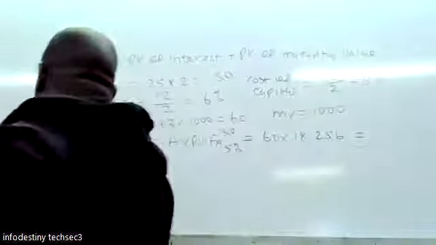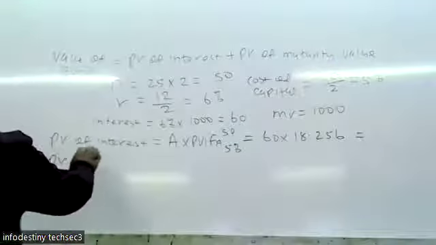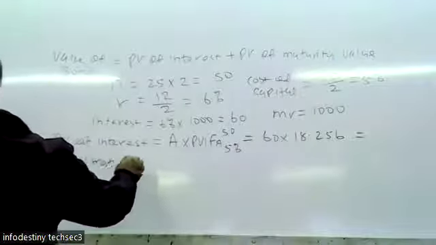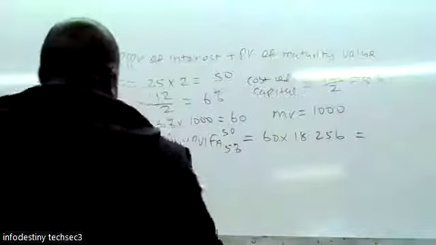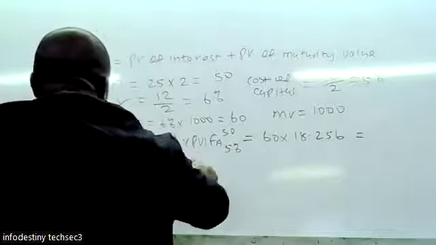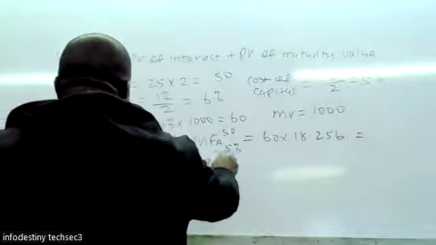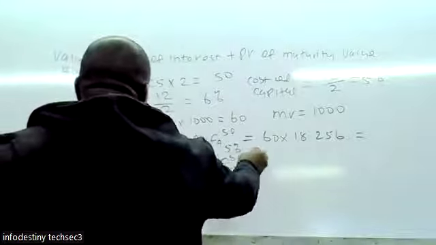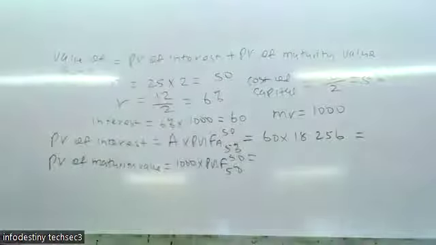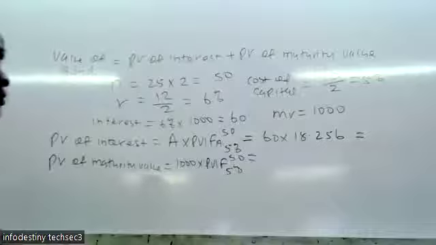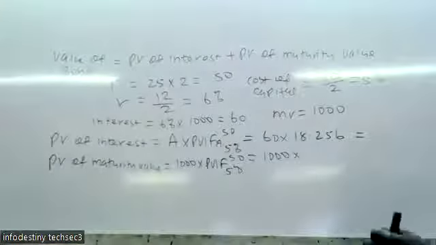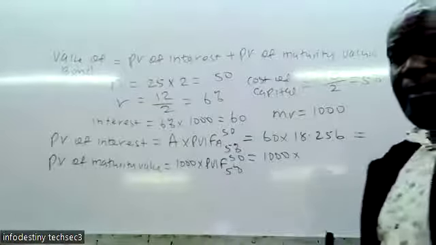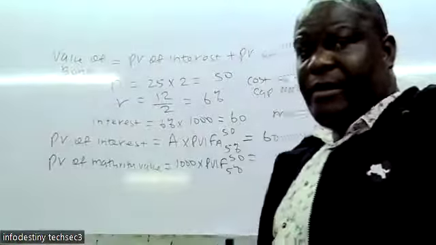Also get the present value of the maturity value. So this one, you take the maturity value, which is 1,000, multiplied by the present value interest factor at 5% in period 50. This one you use the single period table, whereby you take the 1,000. Then you confirm from the table what is 5% in period 50.